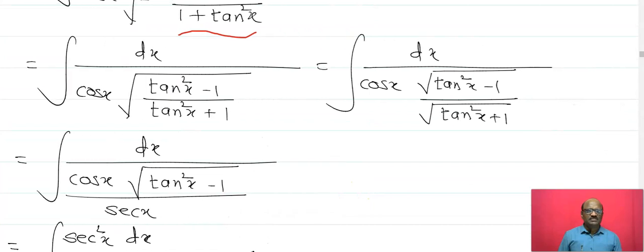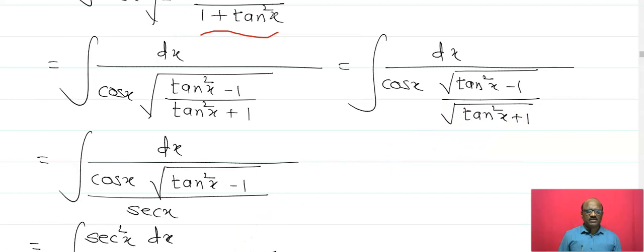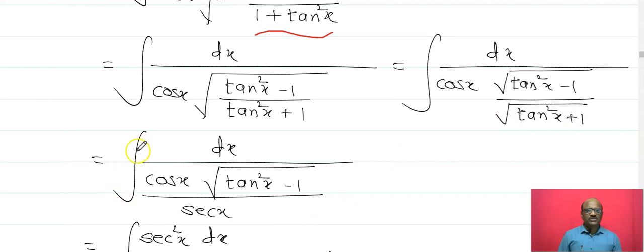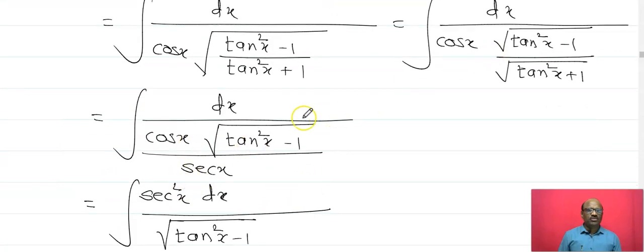See this here. Let me simplify it. That is the integral of dx upon cos x under root of tan square x minus 1, upon under root of tan square x plus 1. Now see this here: I is equal to again the integral of dx upon cos x under root of tan square x minus 1. Root of tan square x plus 1 means what?